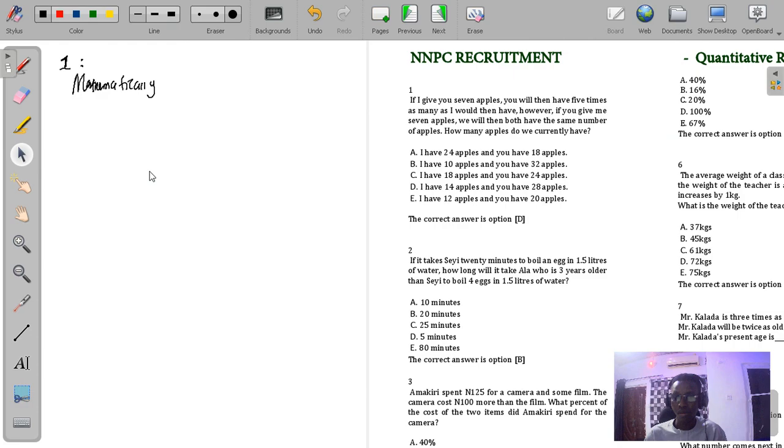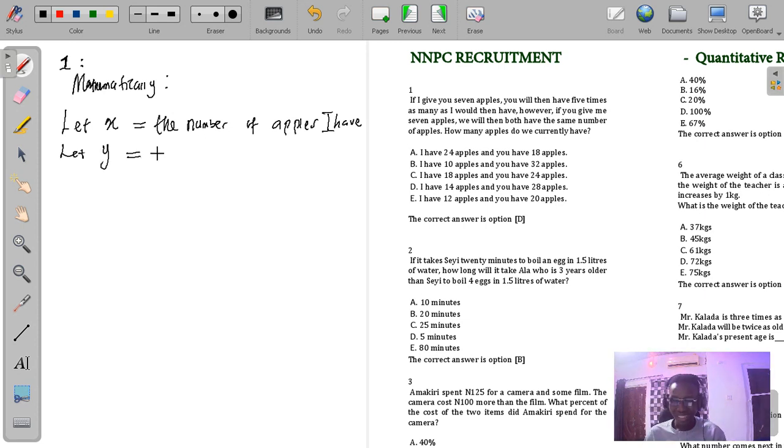All right. So now I want to interpret this particular problem here, which is question number 1. So we are going to let x represent. Are you guys following? Just follow up. Okay, let x represent the number of apples I have. This is I have, all right? And also, remember that I said you should also let y represent the number of apples that you have. You get that logic?